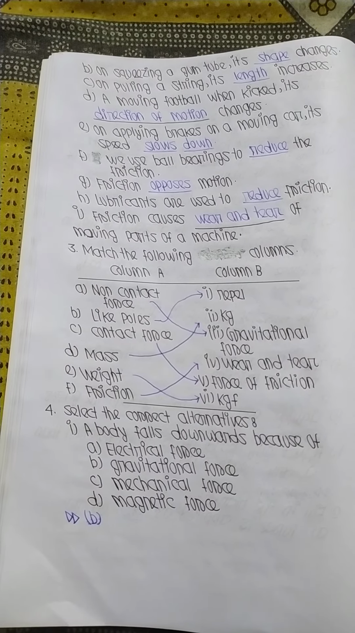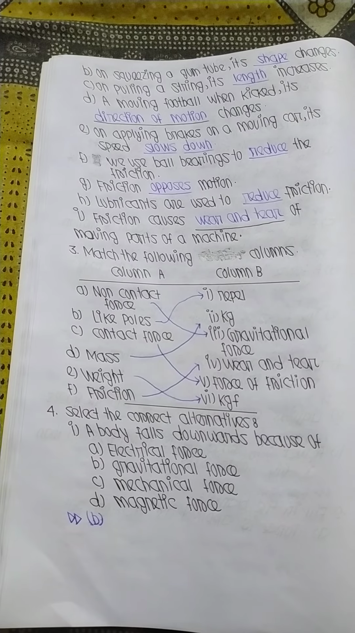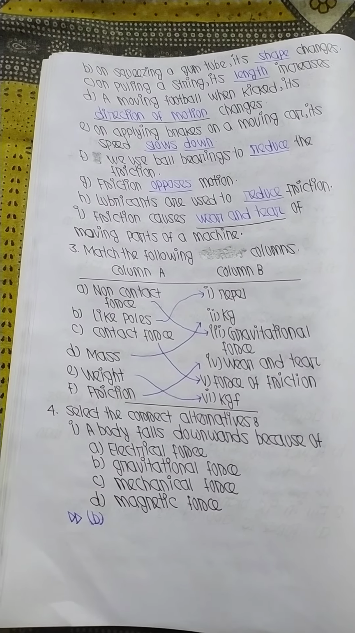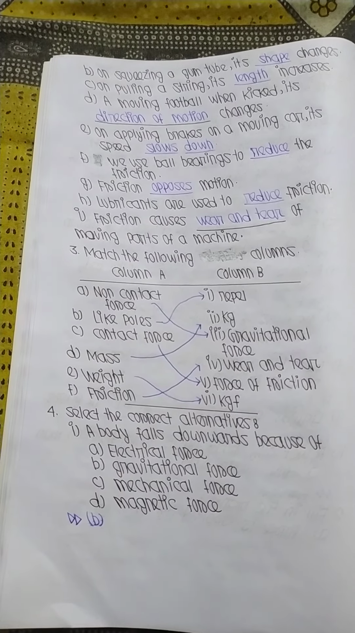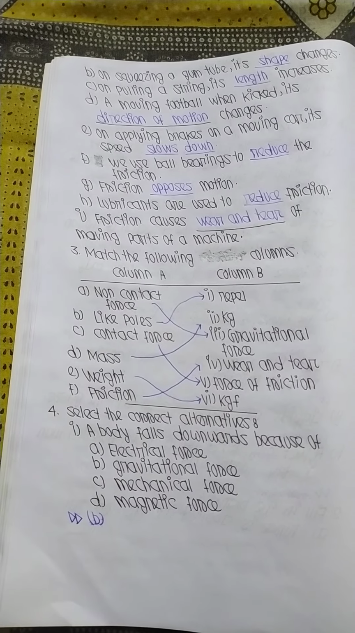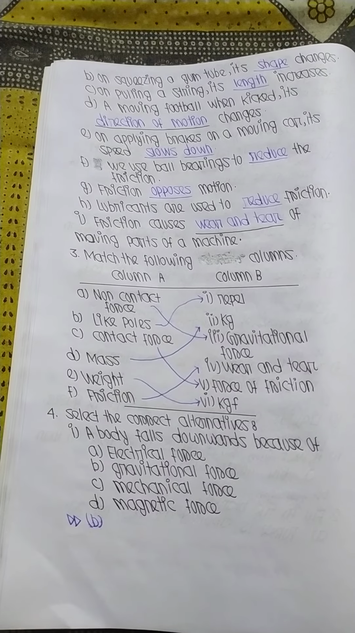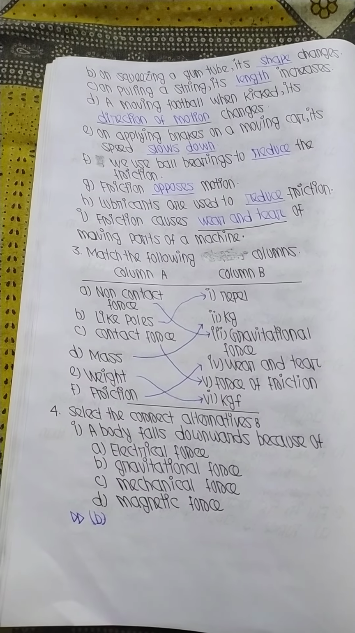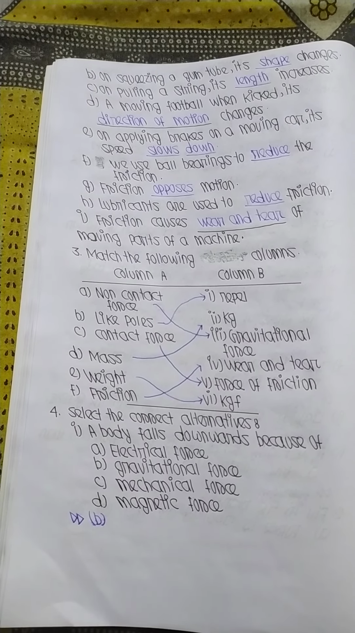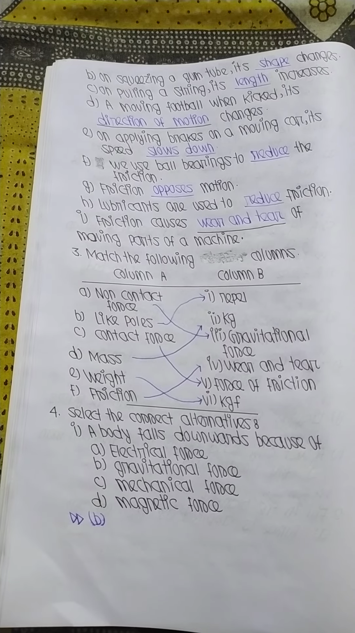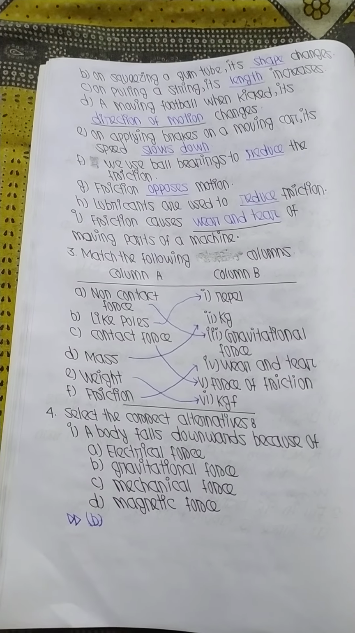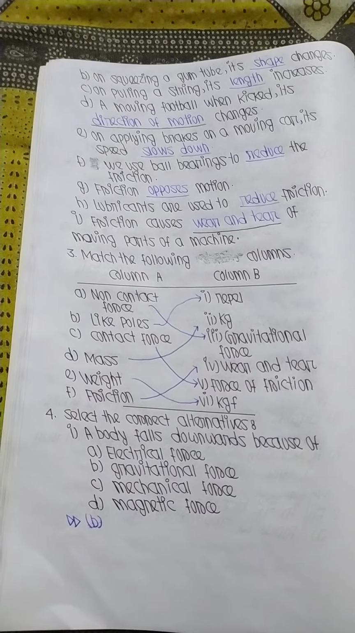Select the correct alternatives. It is MCQ. Question A. Question 1. A body falls downwards because of option A, electrical force, option B, gravitational force, option C, mechanical force, option D, magnetic force. The correct answer is option B, gravitational force. Next, come to the next page.